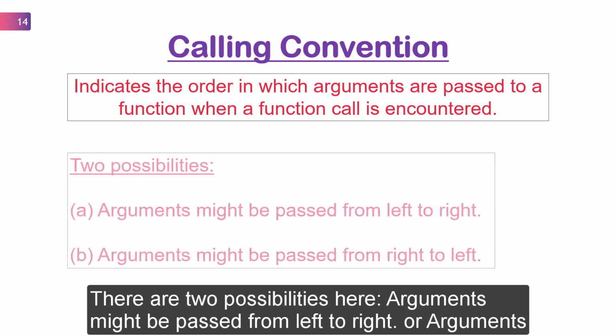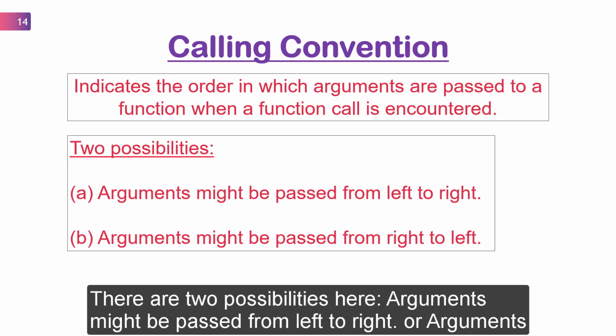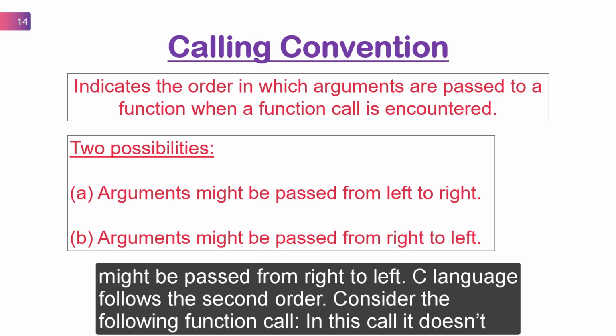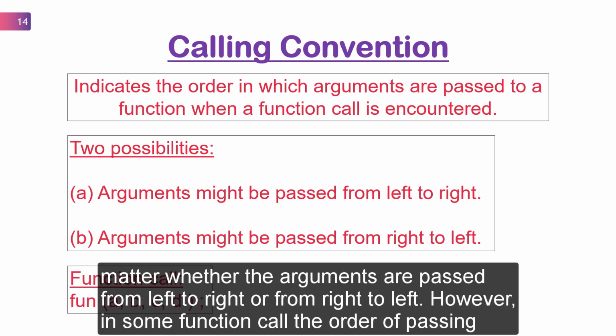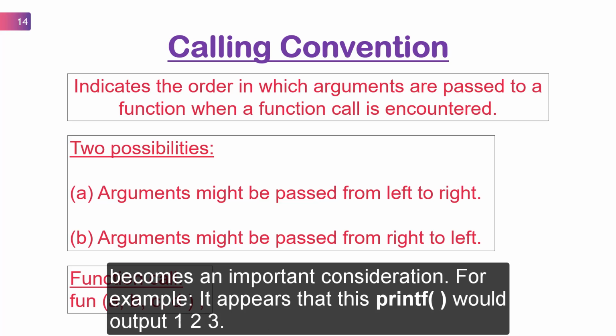There are two possibilities over here. Arguments might be passed from left to right, or arguments might be passed from right to left. C language follows the second order. Consider the following function call. In this call, it doesn't matter whether the arguments are passed from left to right or right to left. However, in some function calls, the order of passing arguments becomes an important consideration.